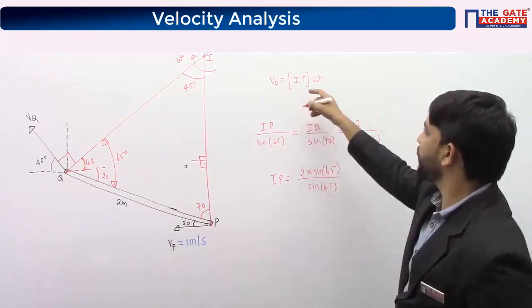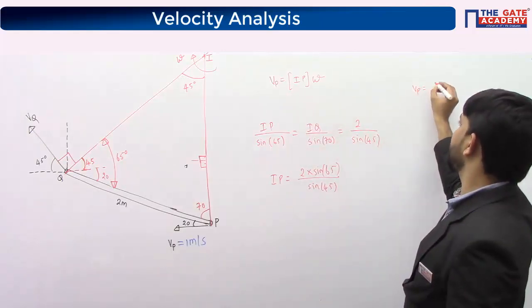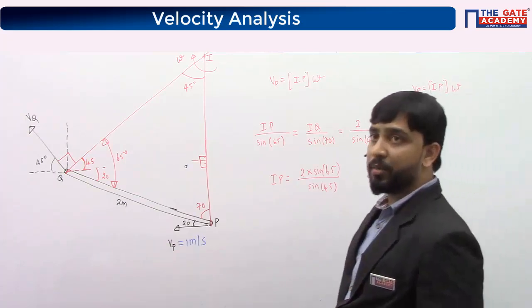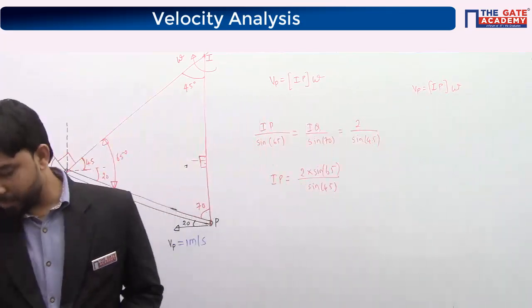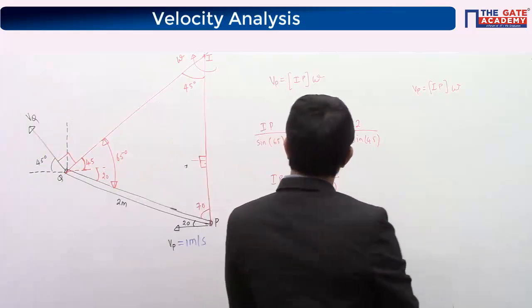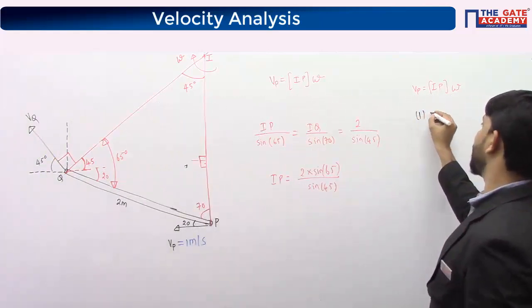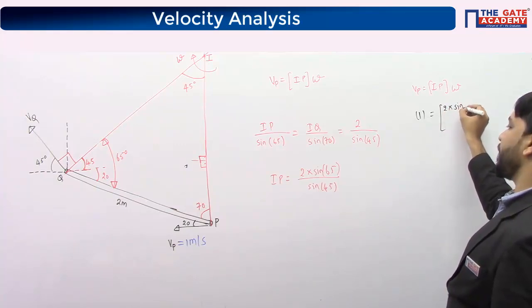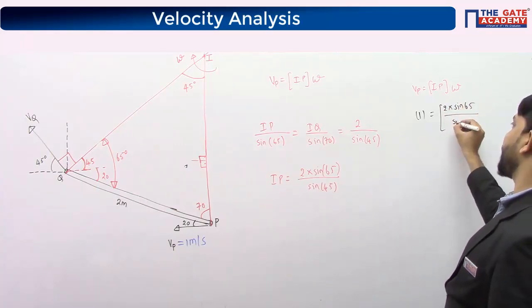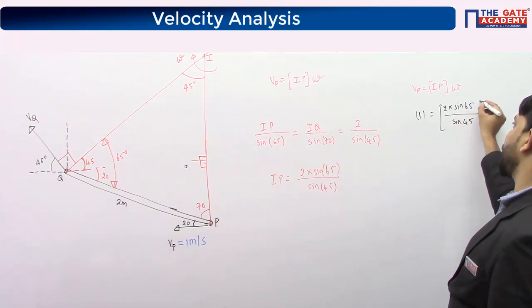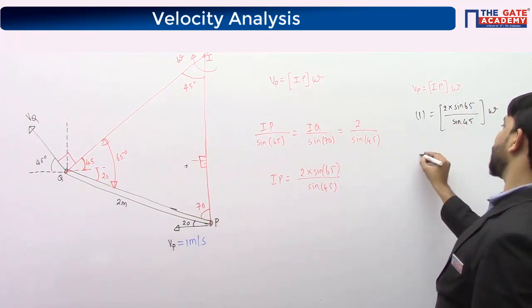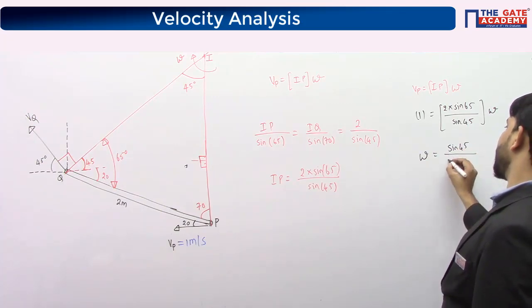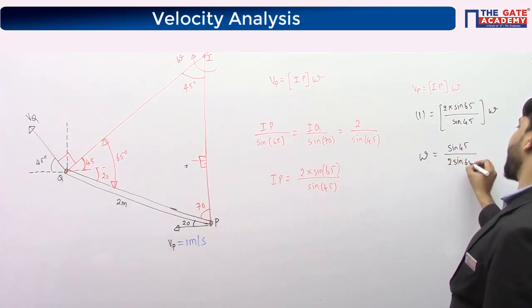This is IP. So velocity of point P is IP times omega, okay? Velocity of point P is IP times omega. Velocity of point P is given in the question. This is 1 meter per second. So we know this IP. IP is 2 into sine 65 divided by sine 45, into omega. So from here you can find omega. Sine 45 by 2 sine 65.